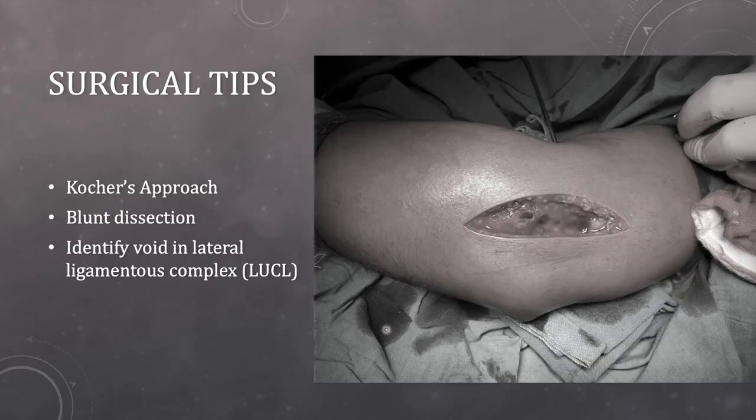Now let's come to the surgical tips. The standard approach for the terrible triad injury is the Kocher approach, but if you want more anterior dissection then you can use the Kaplan approach also. The Kocher approach uses the interval between the anconeus and the common extensor origin that we had seen in the previous picture.